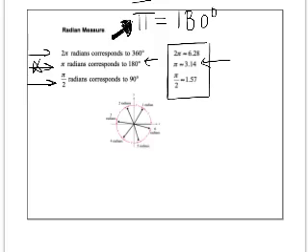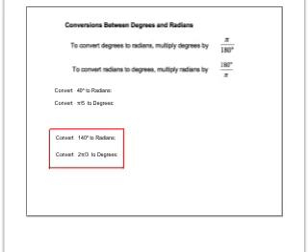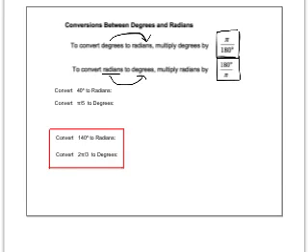And when you talk about converting radians to degrees, we're going to use pi as being equal to 180 degrees, which you'll find out in this slide. So you should be able to convert from degrees to radians and radians to degrees. If you want to go from degrees to radians, you multiply by pi over 180. If we want to convert from radians to degrees, you multiply by 180 over pi.